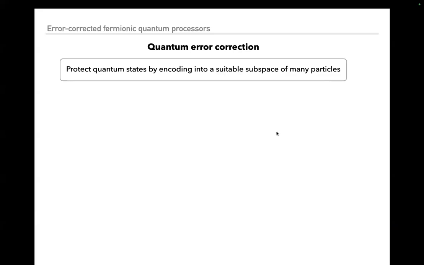Let me first say that quantum error correction, at the end of the day, is a story about how we can protect quantum states by not directly encoding them into the state of an individual microscopic object. Rather, you take a selection of these objects and let them be entangled in a specific way, such that you can encode and hide your information in a suitable subspace of that, if you wish, many-particle system.